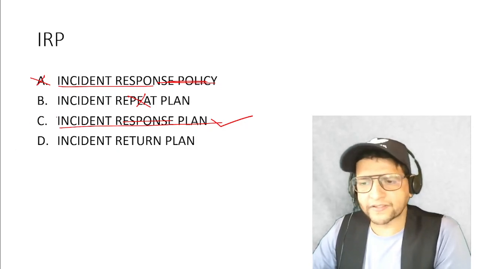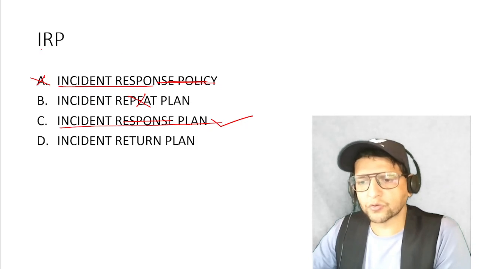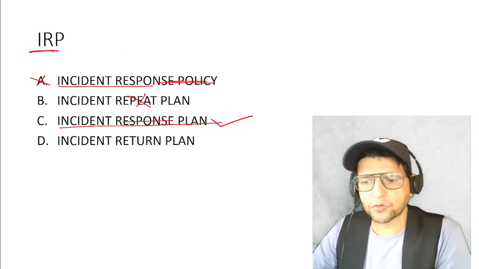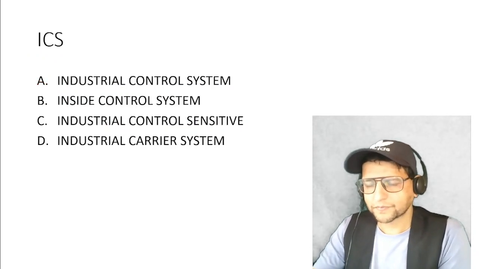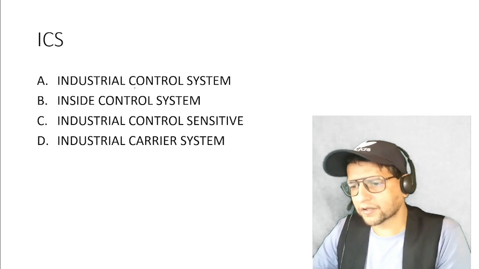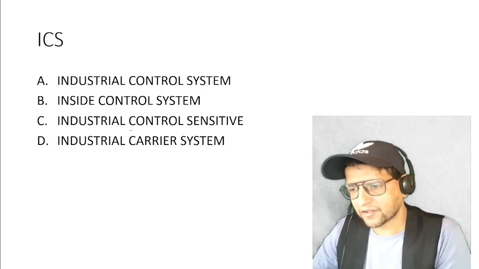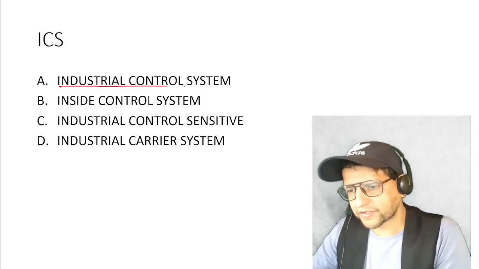They purposely tell you that IRP. Okay, so you need to see what that means. If they ask a question and you know the answer, you've got to verify, is this what they mean? ICS is your industrial control system. Industrial control system. So the first one is right. It is not inside, it is not sensitive, it is not carrier.